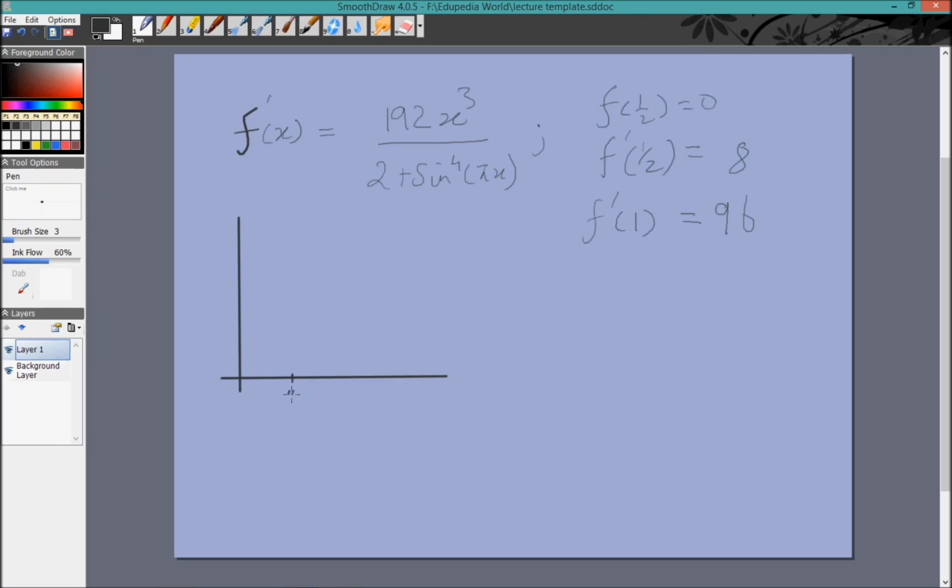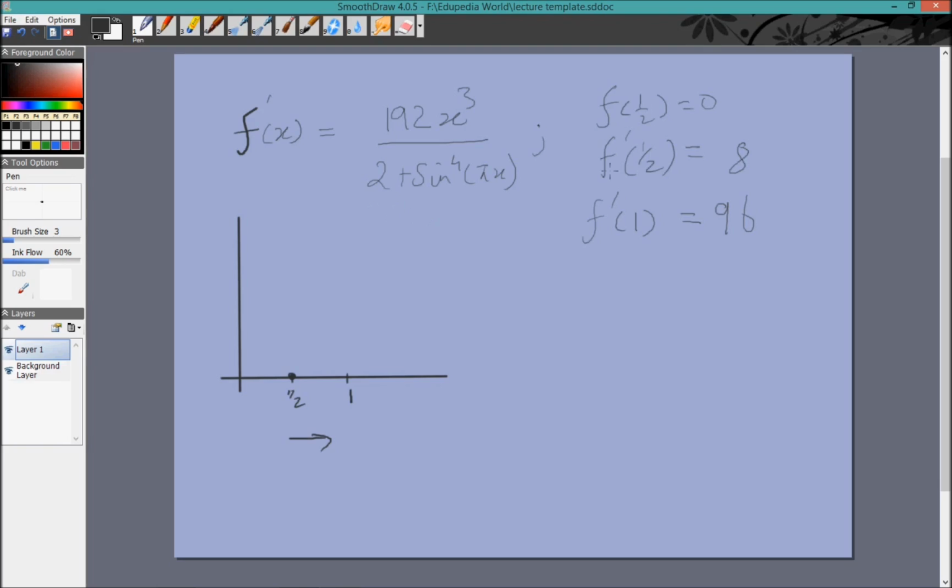This is x is equal to half, and this is x is equal to 1. This is a point through which the function passes, because f of half is 0, right? Now one thing to note is that f dash of x, as x increases, the numerator increases, right? We are going from half to 1. As x goes from half to 1, the numerator keeps on increasing. And as x goes from half to 1, this term goes from pi by 2 to pi, right? So this term keeps on decreasing from pi by 2 to pi, right? So the numerator increases and the denominator decreases. So this whole fraction keeps on increasing.